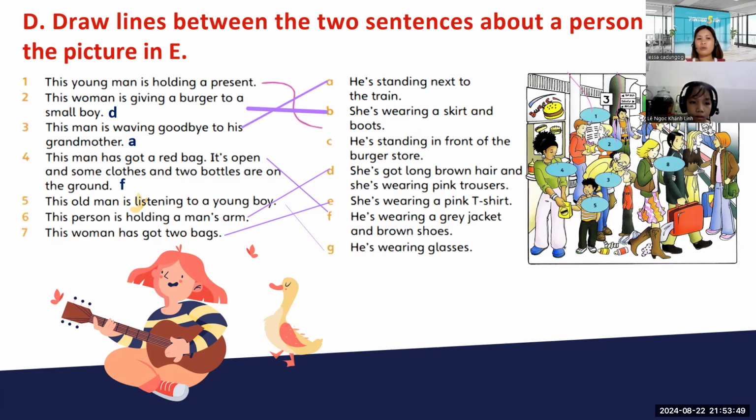Next, this old man is listening to a young boy and he's wearing glasses. Correct, letter G. Next, this person is holding a man's arm. It's B. He's wearing a skirt and a boot. Next, this woman has got 2 bags. And letter E is wearing a pink t-shirt. Okay, not bad, Lynn. You're able to get 50% of the answers correct.